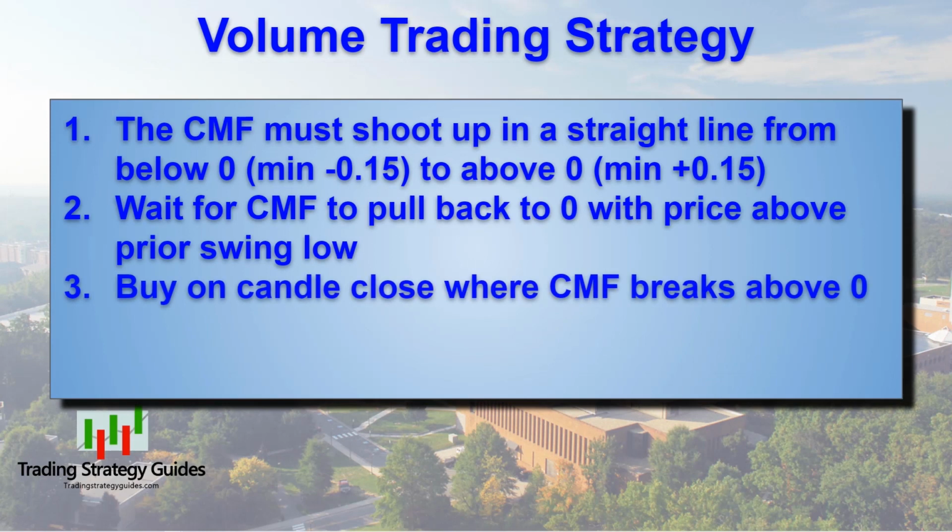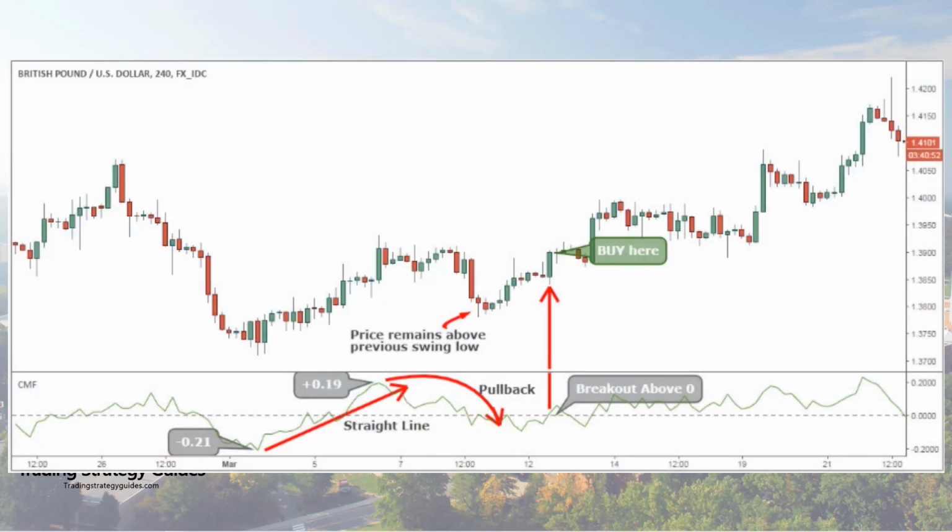Step number 3, buy once the CMF breaks back above the zero line. Wait for the candle to close before pulling the trigger. Now that we have observed real institutional money coming into the market, we wait for them to step back in and drive the market back up. When the CMF breaks back above zero, it signals an imminent rally as the smart money is trying to mark up the price again.